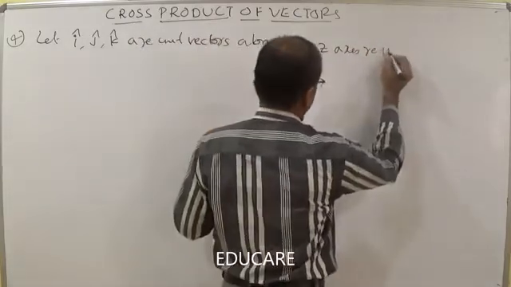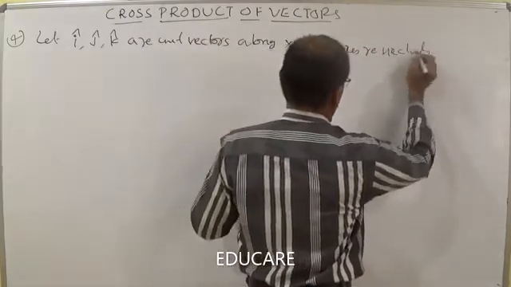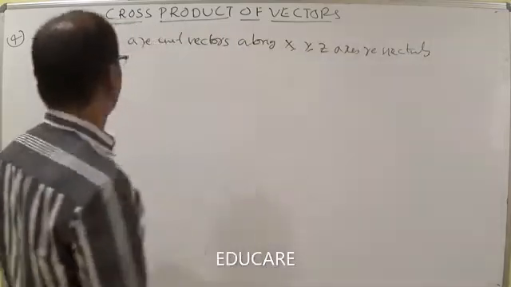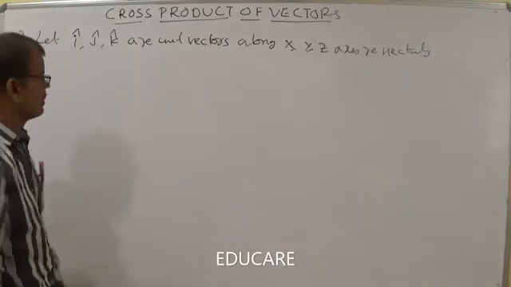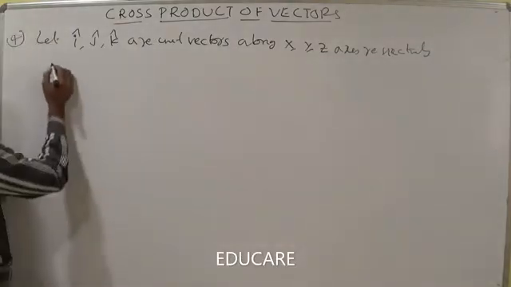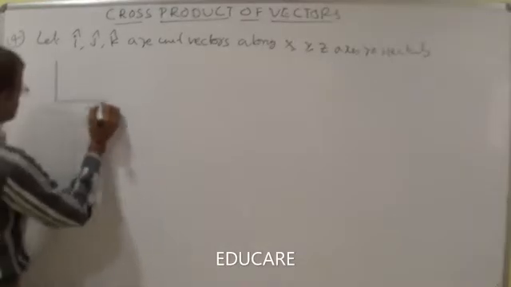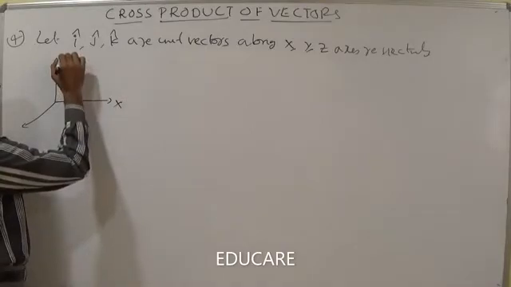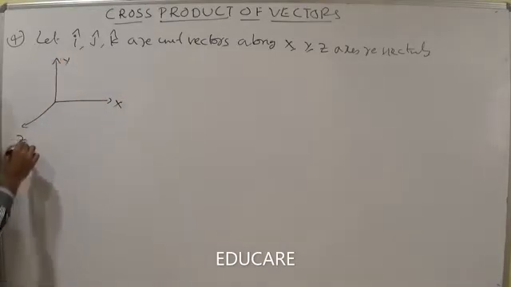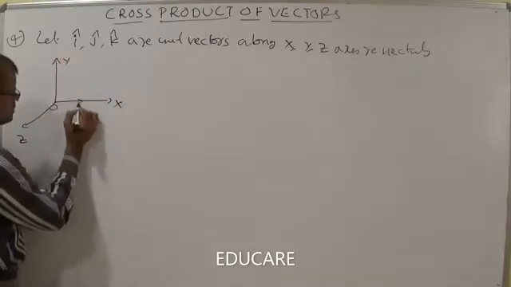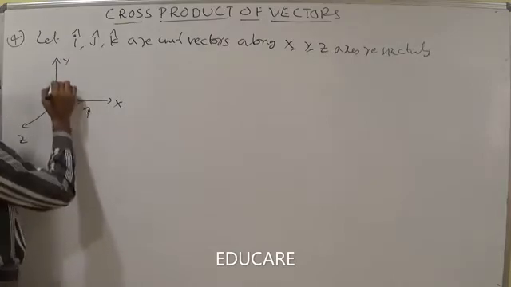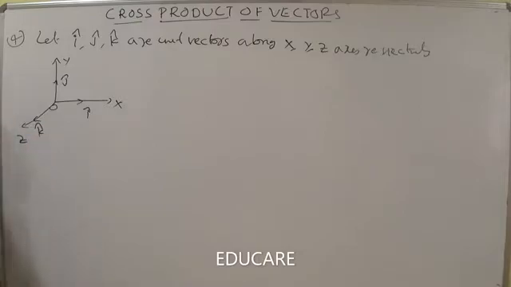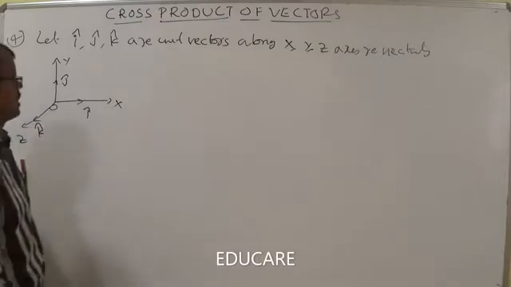Every day I am discussing this. i, j, k are unit vectors along x, y, z axis respectively. Then let us draw the axes. This is the X axis, this is the Y axis, this is the Z axis, and this is the origin O. Let it be i bar, j bar, k bar, the unit vectors along x, y, z axis respectively.